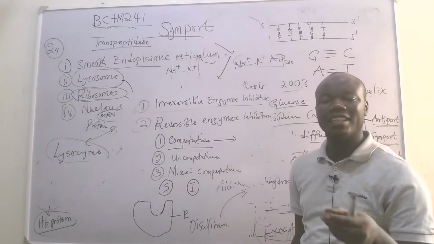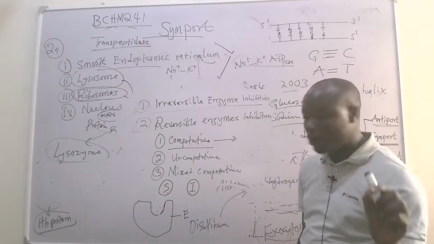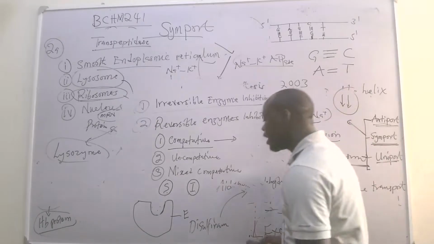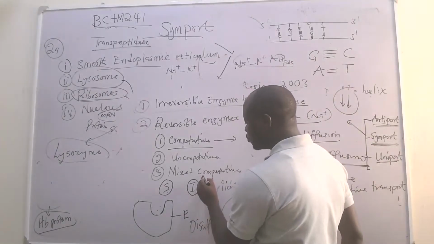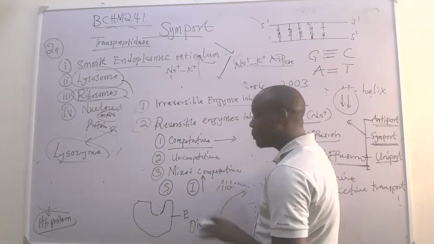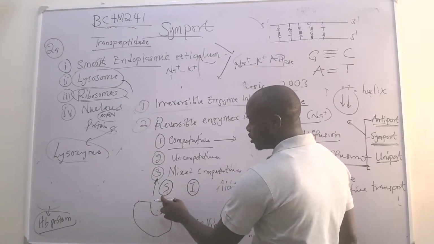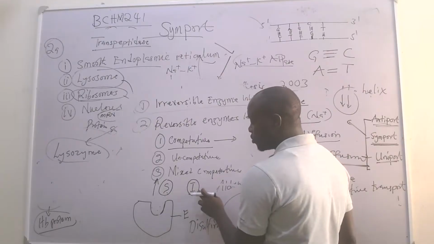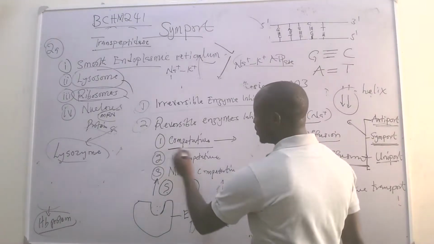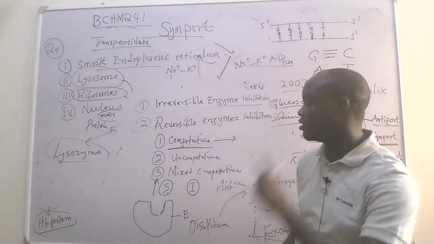At that stage, it depends on the concentration of the two, that is, the amount of the substrate and the amount of the inhibitor. If the amount of the inhibitor is higher than the amount of the substrate, the inhibitor will bind. But if the amount of the substrate is higher than the amount of the inhibitor, then the substrate will bind. So that is what happens in the case of competitive inhibitors. They are competing for the same active site.